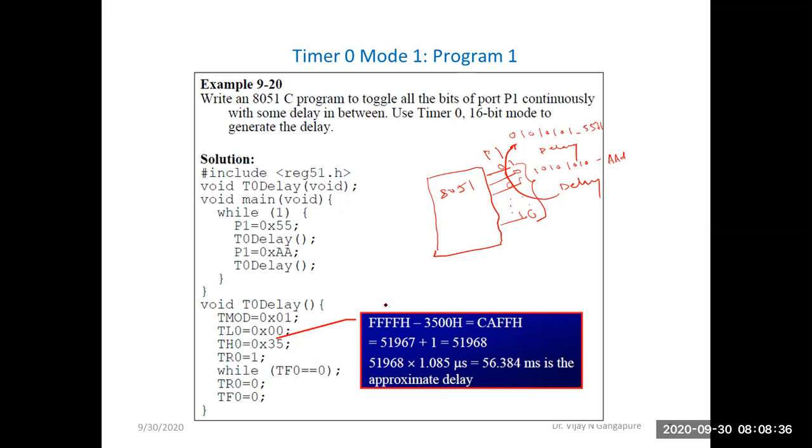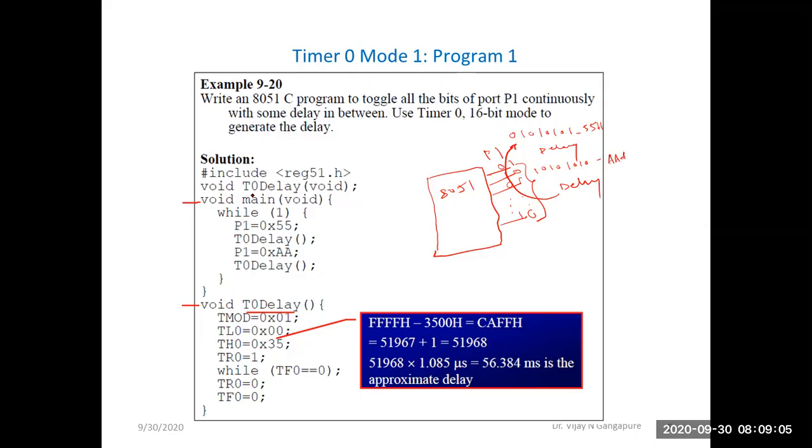See here in the program. The program is written. In this program there are two functions. This is one main function, and this is another function. This function is used to generate time delay by using timer 0. The name given to this function is t0 delay, meaning that to generate this delay timer 0 is used.